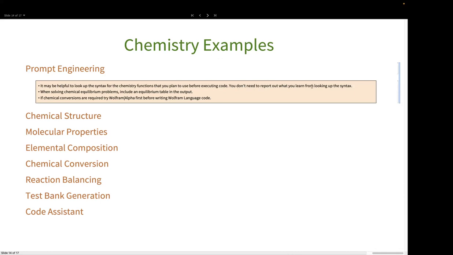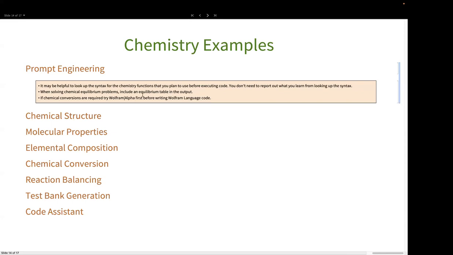Don't necessarily tell it what to read, but have it go read the documentation, just like a human being would before using some functionality. You might want to tell it how to solve particular problems. I like when it does chemical equilibrium problems to build those equilibrium tables. And when it's having a good day, they look just like what you would see in a chemistry textbook.